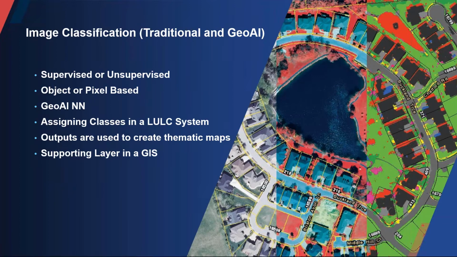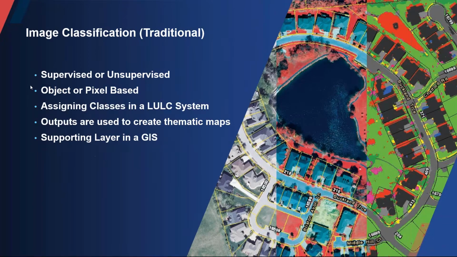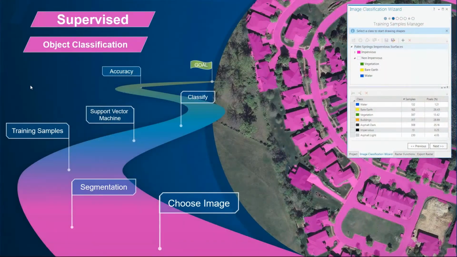Land use, land cover is one popular one for local government. Another layer is impervious surfaces, which is actually what I'll demonstrate here in a sec. But the whole point is to be able to run these techniques, extract out the information, and then integrate it with our GIS.